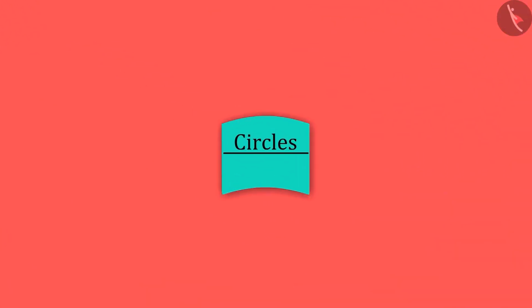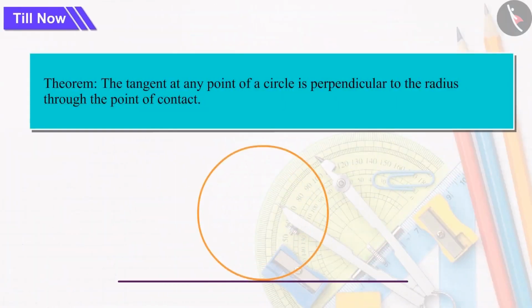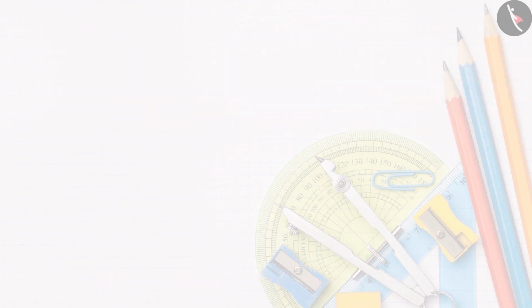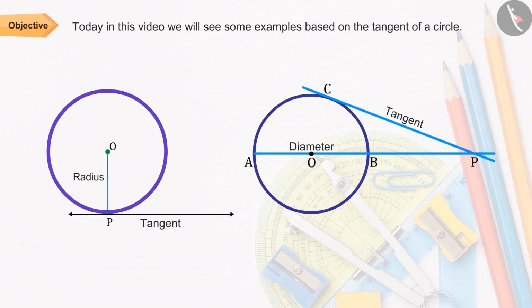Welcome to this video. In the previous video, we studied the relationship between the radius of a circle and its tangent. Today, in this video, we will see an example based on this.